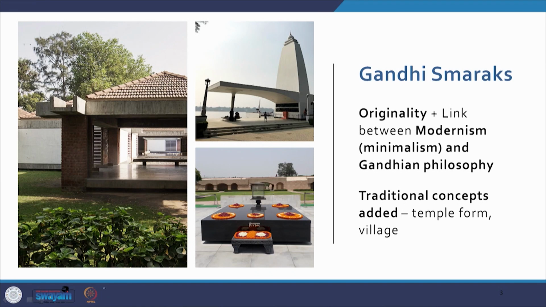For example, in the Gandhi Smarak that was in Barrackpore, in a general sense there was originality, there was a link between modernism and Gandhian philosophy. Along with that, the Indian interpretation was the traditional concepts like the Indian temple form and the village was also incorporated.